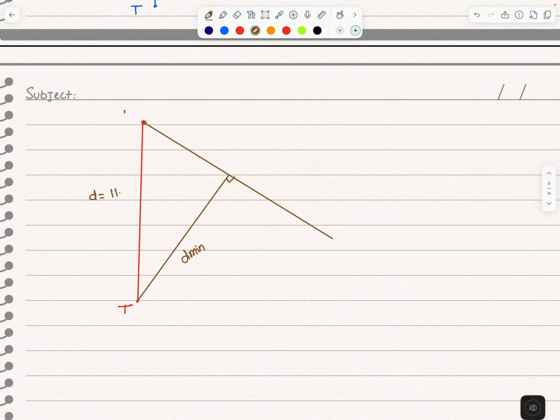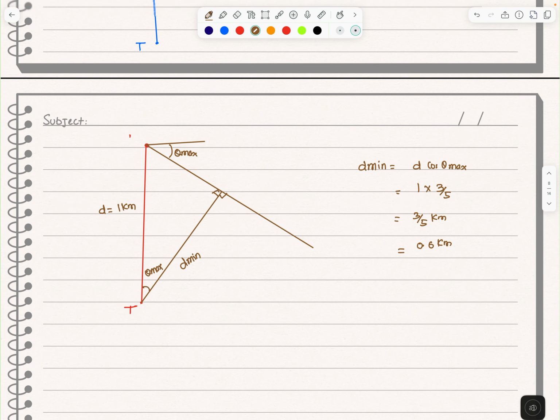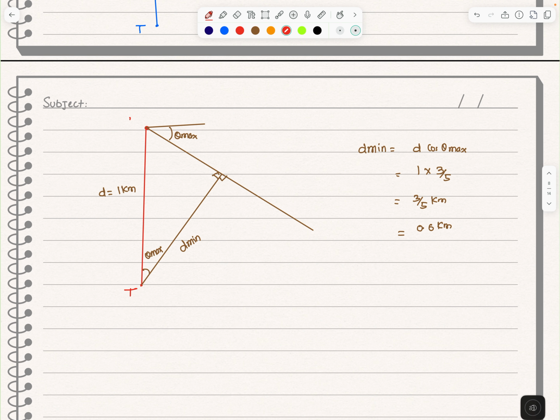This is given to you: the initial separation between them is 1 kilometer. If this angle is theta max, this we know is 90 degrees, so obviously this will be theta max. So the first thing we got is d minimum equals d cos theta max. The value of sin theta max we got is 4/5, so cos theta max will be 3/5. This will be 3/5 kilometer, that means 0.6 kilometer. We also have to calculate the time when it happens.